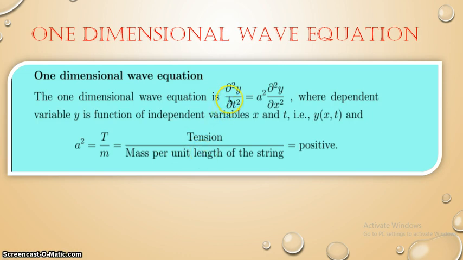The one-dimensional wave equation means we have to write ∂²y/∂t² = a² ∂²y/∂x². So this is around a 2 mark question. Define the wave equation, or sometimes they will ask what is the a² value in the one-dimensional wave equation. So a² is nothing but T divided by m, tension divided by mass per unit length of the string, or sometimes they will ask c², that is a variable. Whatever they ask in the examination, you have to write it in the same format. So this is a very important 2 mark question.